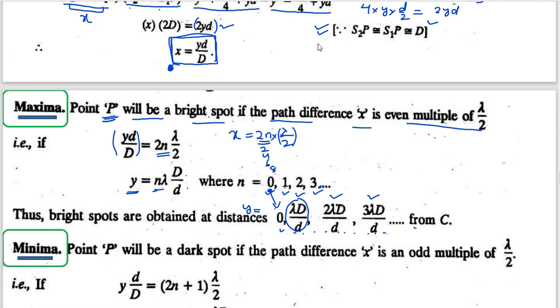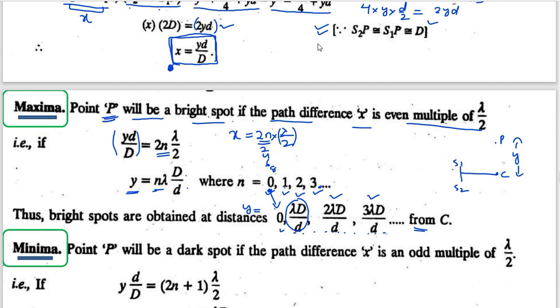These are the distances from C. What is C? This is the center of the two slits. This is point C. This is slit S1, this is S2, this is point C, and this point is P, which is at a distance y from C.